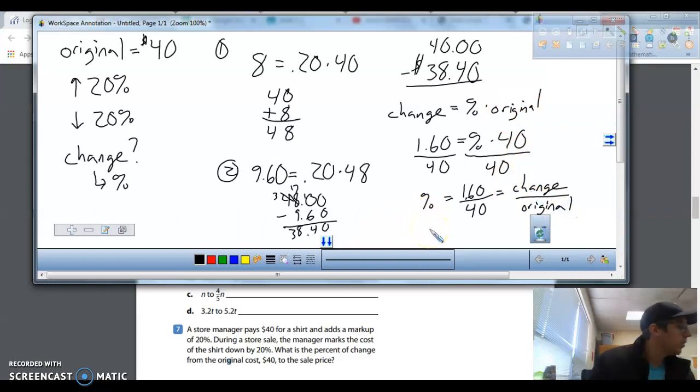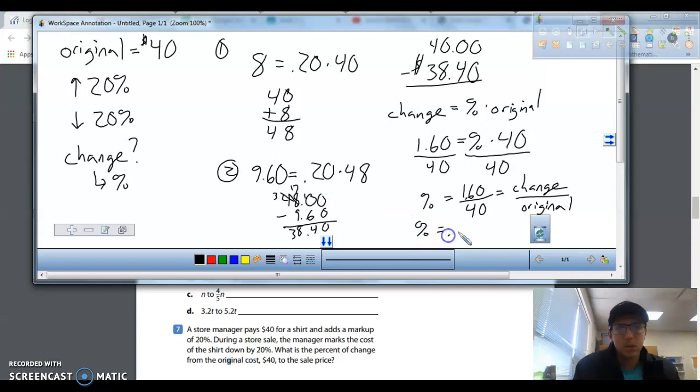And 160 over 40 is 0.04. So this percent is equal to 0.04. Well, it's not in a percent yet, so we got to move the decimal 2 spots. So it's actually a 4% change. Now, is this a 4% increase or decrease? Well, we started at 40, right? And we got to 38.40. So this is actually a 4% decrease.